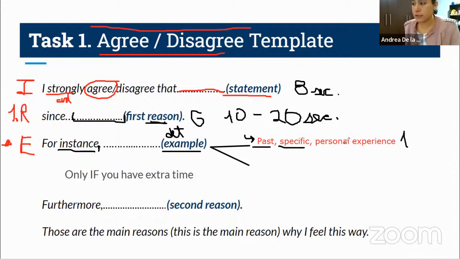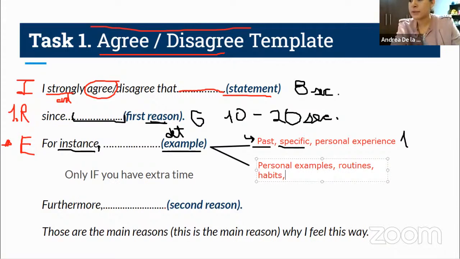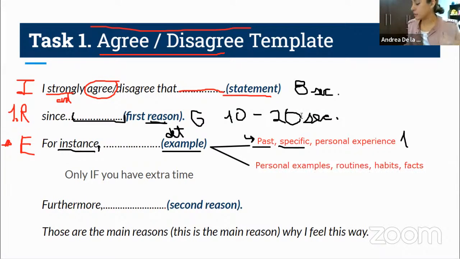But that's only one of 3 ways that you could do this. Another example would be to give personal examples as well, but they don't necessarily have to be in the simple past. You don't have to talk about one single experience. You can talk about routines, habits, or facts. So things that are happening to you right now or that you constantly do.